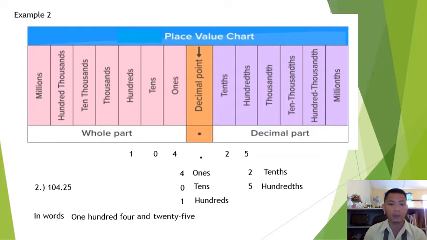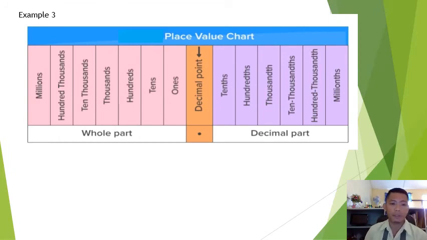So that is 25. And the place value is hundredths, since the place value of our last digit 5 is hundredths. Again, 104 and 25 hundredths. Okay? Don't be confused with that.